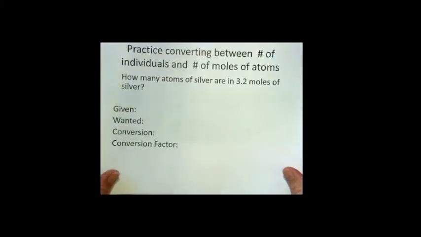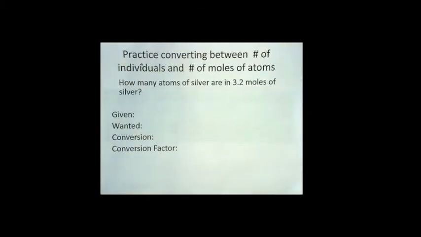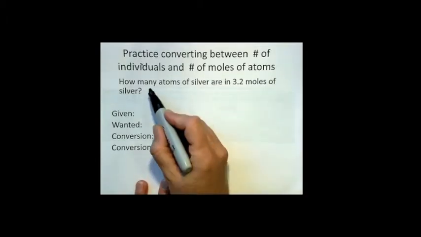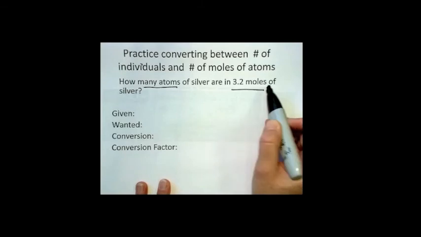I want you to practice converting between numbers of individuals and numbers of moles of atoms. On the next several slides are practice problems. First, you're going to practice converting between the number of individuals and the number of moles. How many silver atoms are in 3.2 moles of silver?